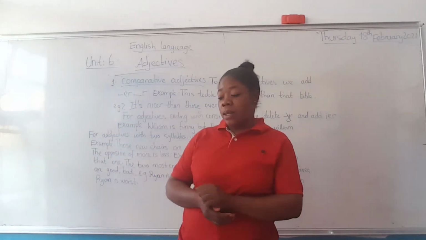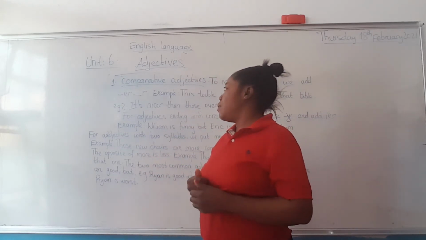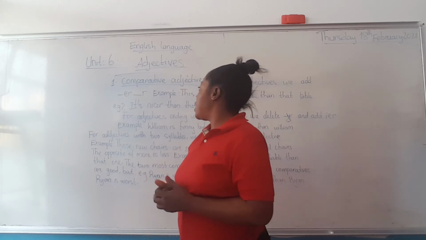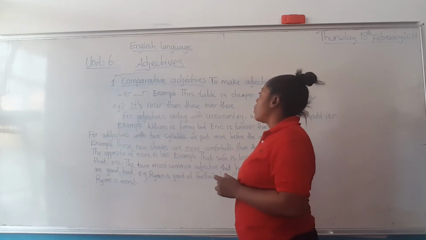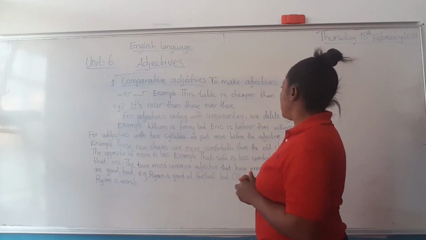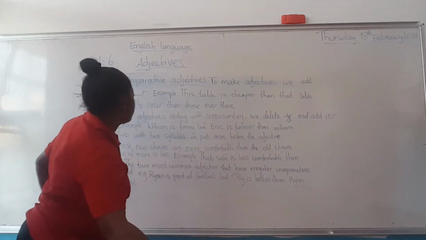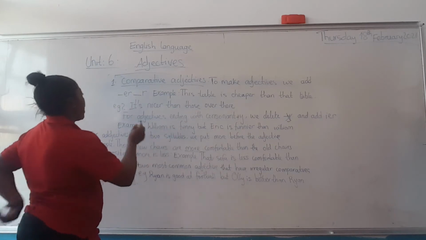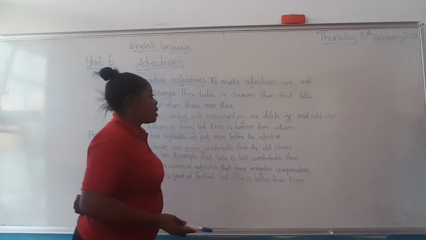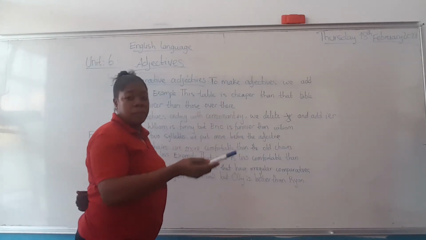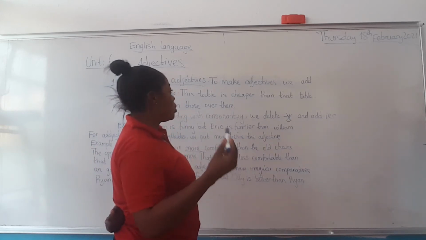Yes, students, welcome back. We were talking about comparative and superlative adjectives. We saw how comparative adjectives are formed. We said comparative adjectives are formed by adding er or r. We saw an example of cheap, cheaper. Cheap ends with p, we add er, it becomes cheaper.